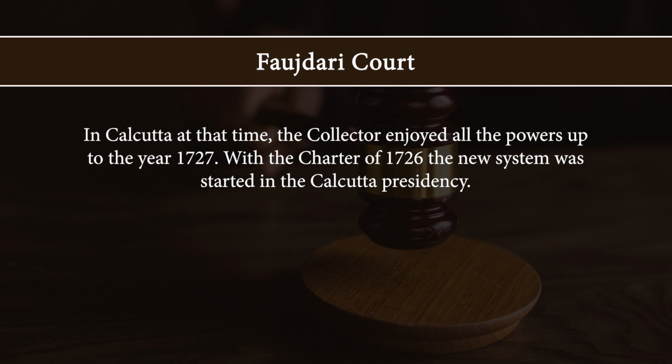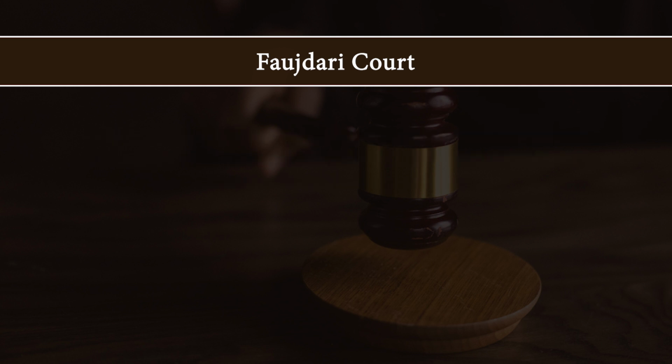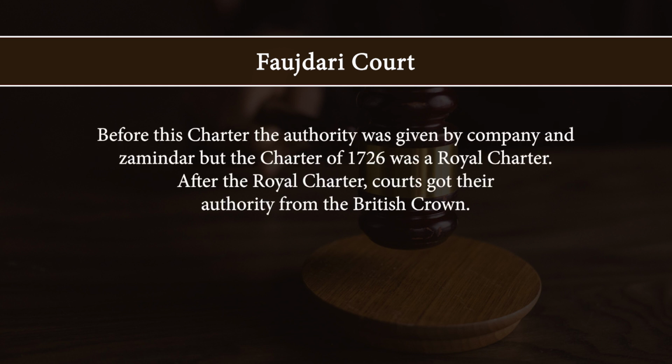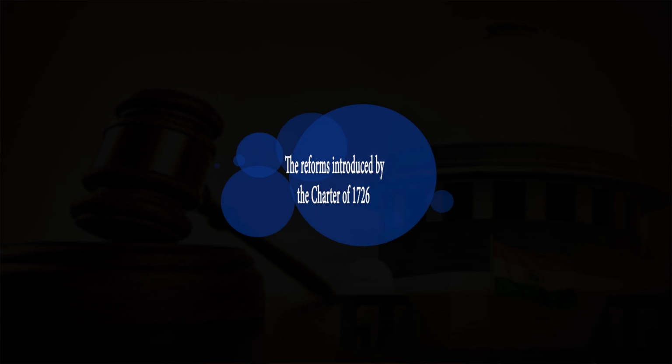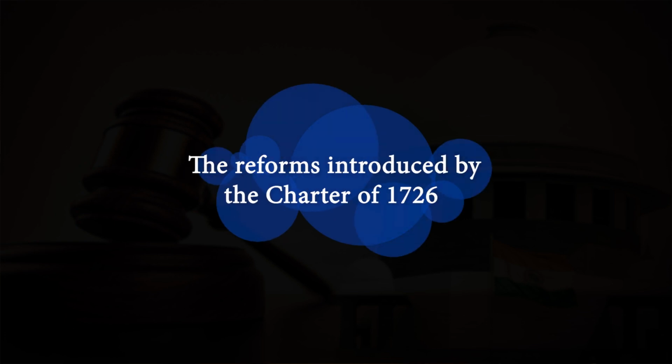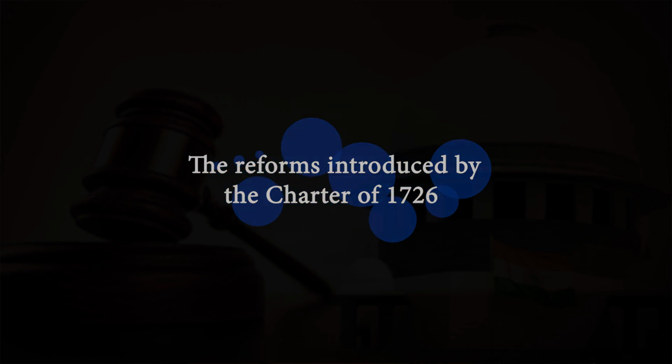With the Charter of 1726, the new system was started in the Calcutta Presidency. Before this charter, the authority was given by the company and Jamidar, but the Charter of 1726 was a royal charter. After the royal charter, courts got their authority from the British Crown. Dear viewers, it's noteworthy to note the reforms introduced by the Charter of 1726.